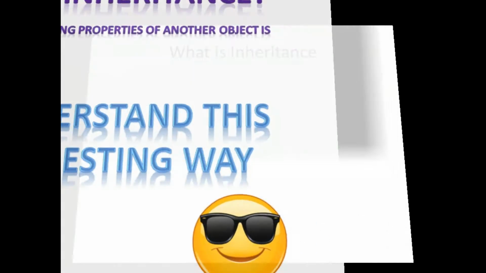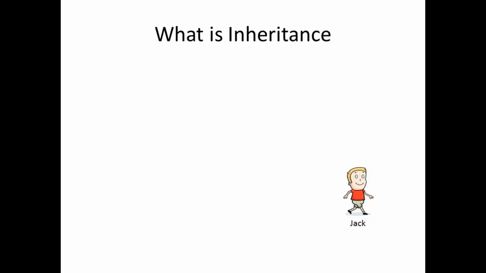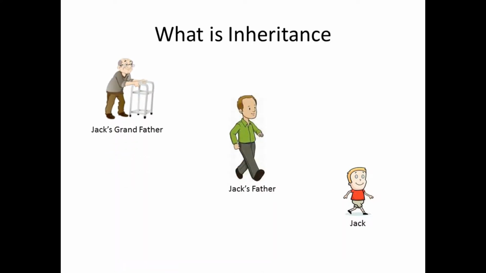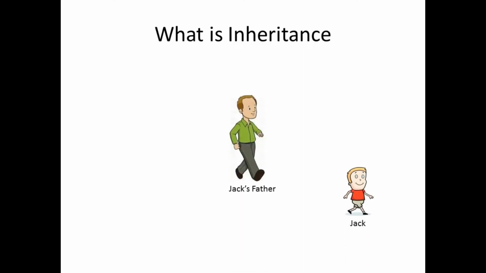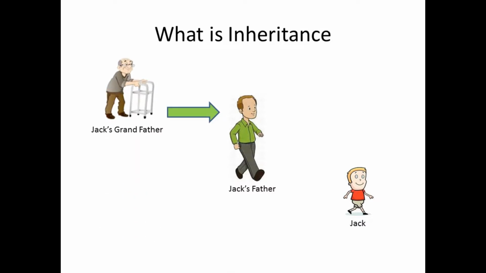Take an example of Jack, Jack's father and Jack's grandfather. Jack's father acquired the properties from Jack's grandfather and Jack acquired the properties from his father. So this is an example of inheritance in our day-to-day life. Let's take the same example of Jack's father and Jack's grandfather to understand the concept in Java.